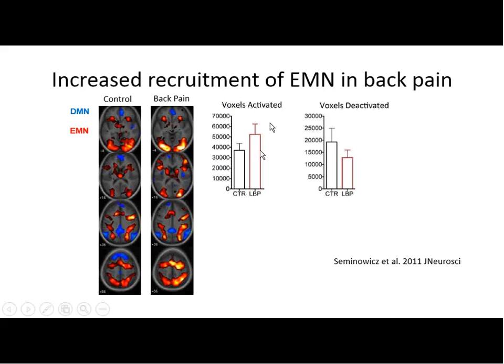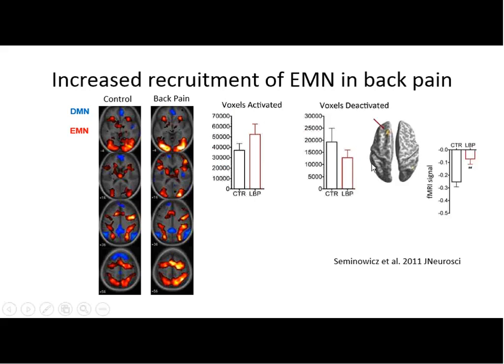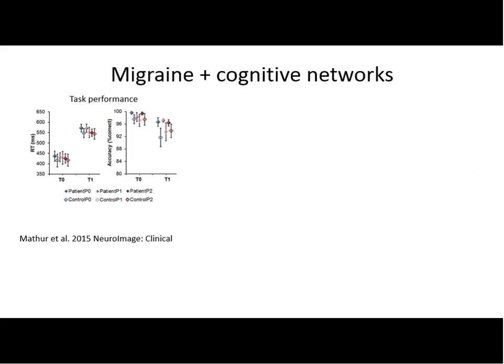And when you quantify this, you see an increase in the number of voxels activated in the extrinsic mode network in the patients, and a reduced number of deactivations in the patients. And there was one area in particular that came out when we do whole brain correction, and this was the left dorsolateral prefrontal cortex, which showed a lack of deactivation in the chronic low back pain patients. This finding in particular, of a lack of deactivation of the default mode network, is something that's been shown now in a few different chronic pain states, in chronic low back pain and others.